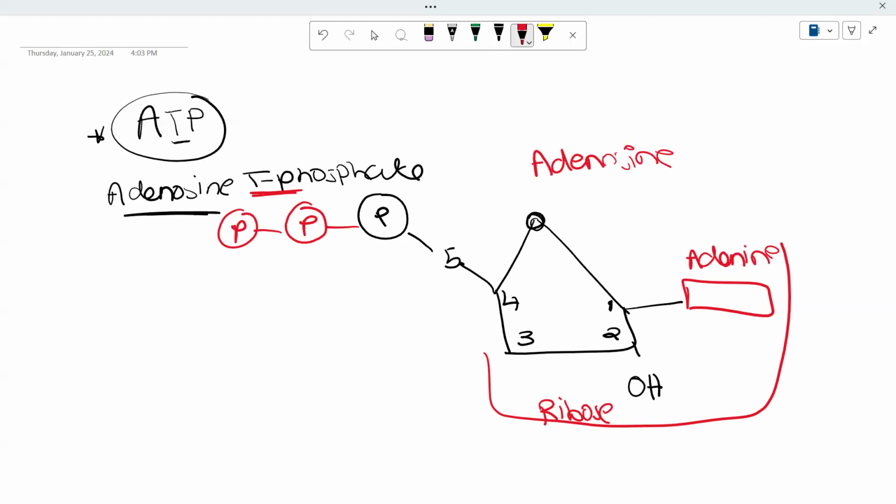It's called adenosine triphosphate. So how many phosphate groups does the ATP have? 3. Okay. Every bond here stores energy, and when the bond is broken down, energy is released. And when we add a phosphate, energy is stored. That's it. This is all you need to know about the ATP.